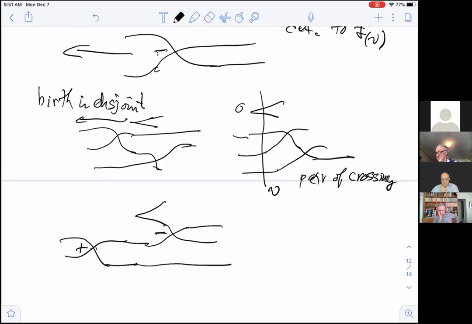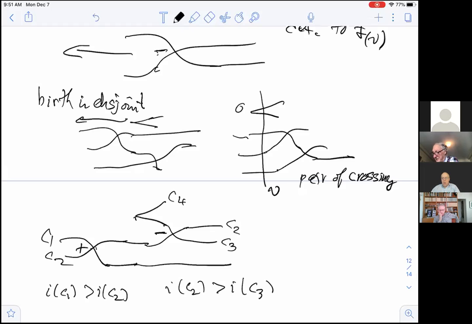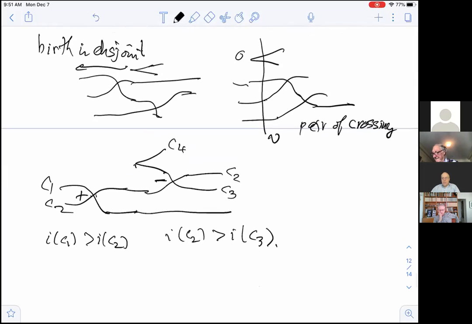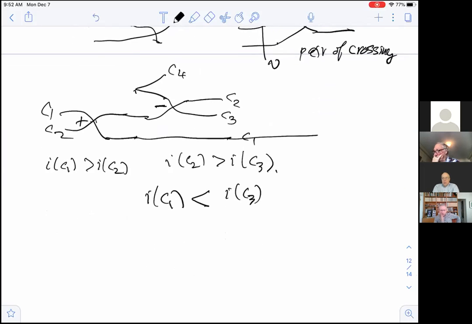All right, so this would be our picture here. We have our birth. We have a crossing of C1 and C2. This is C2, C3, C4. And our indices, the index of C1 is greater than the index of C2 because this adds, and the index of C2 is greater than the index of C3. So this is going to look familiar. And this is C1. Therefore the index of C3 is greater than the index of C1, which means that I can add a descending path for C3 to cross C1. And this is a negative intersection, so it stays in F nu.